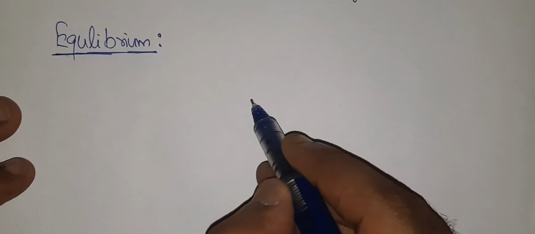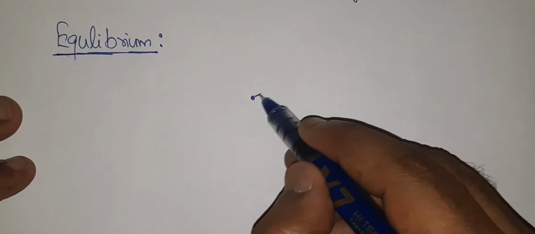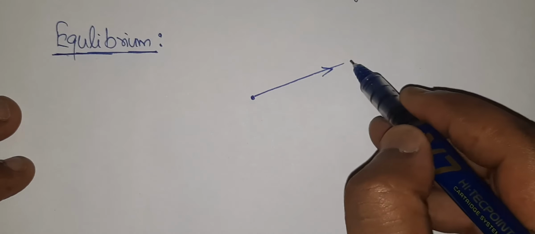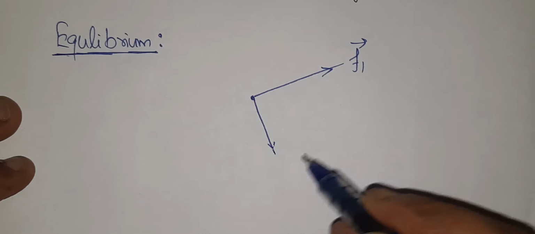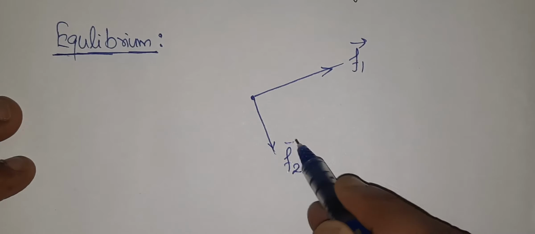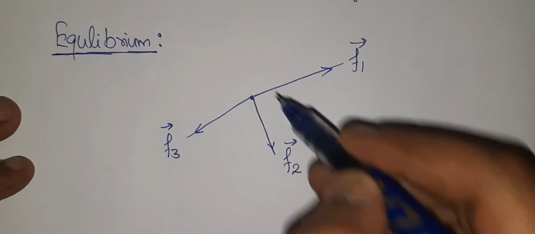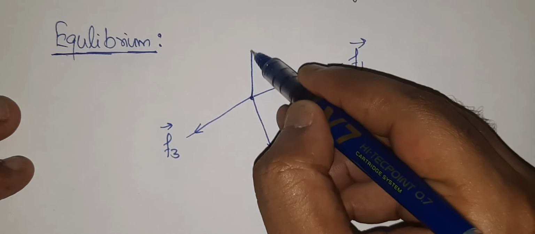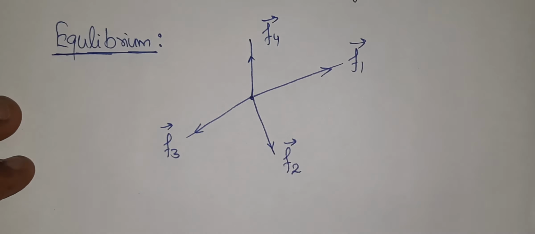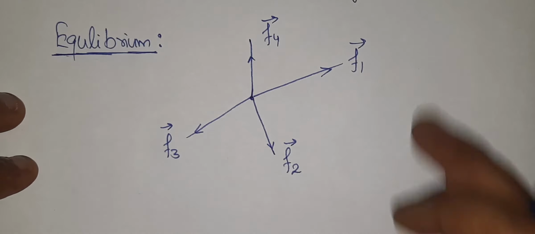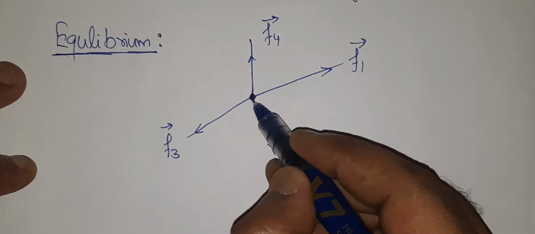Let us see. Suppose we have a single point. These forces are acting. One is F1, another one F2, another one F3 and another F4. Okay, these four forces are acting at this particular point, this point mass.